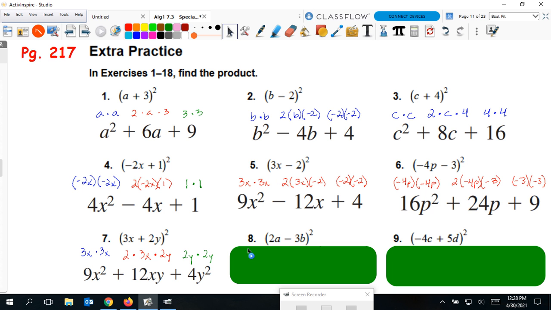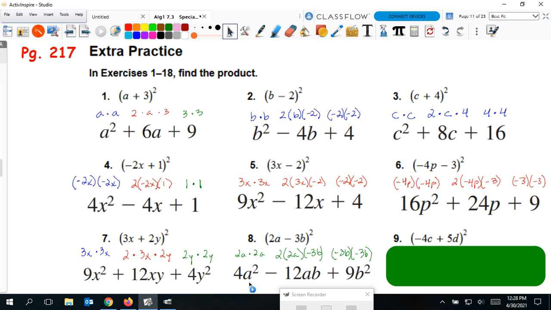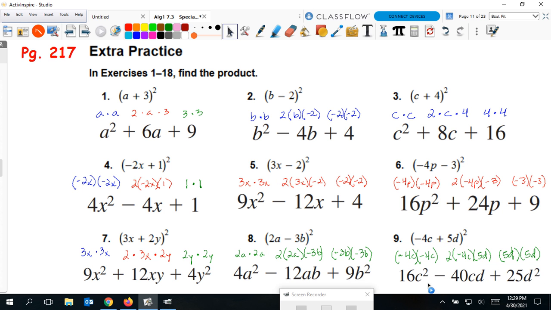Number 8, 2a minus 3b squared. It's going to give us a 4a squared, then a minus 12ab, then a plus 9b squared. So this one was kind of like number 7, where we had both a and b as a variable on each term there on that binomial. And then for number 9, negative 4c squared plus 5d. So again, 2 variables in this one. First term is going to be 16c squared. Middle one is negative 40cd, and then positive 25d squared.